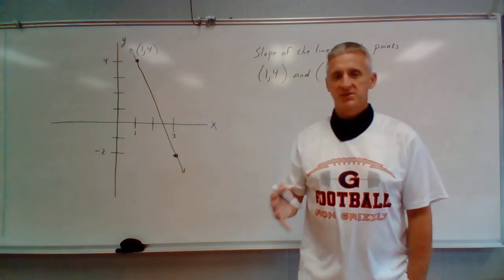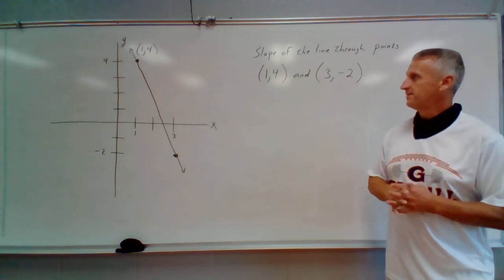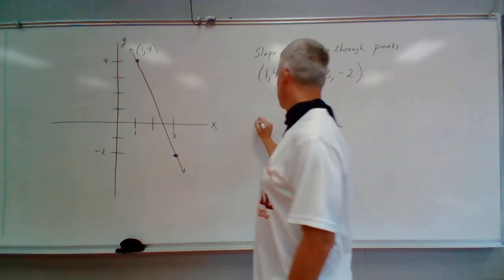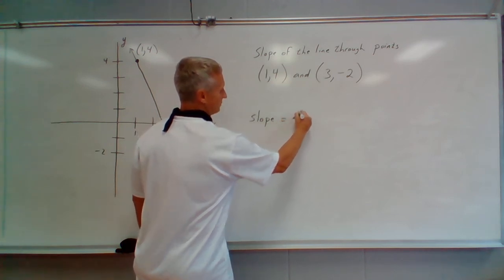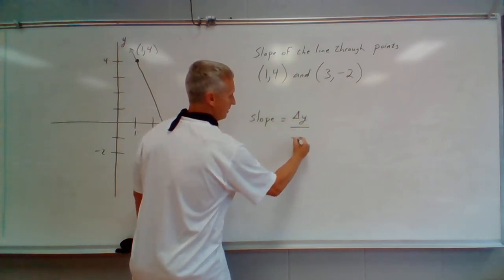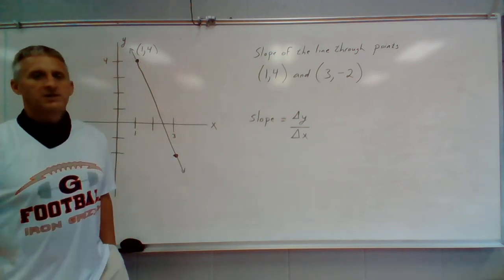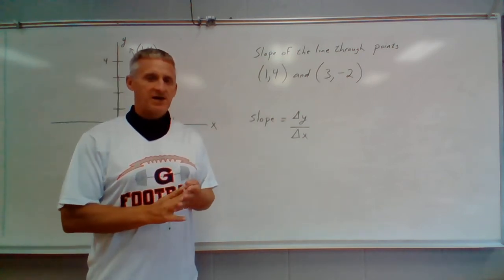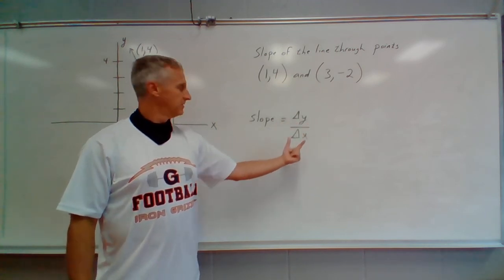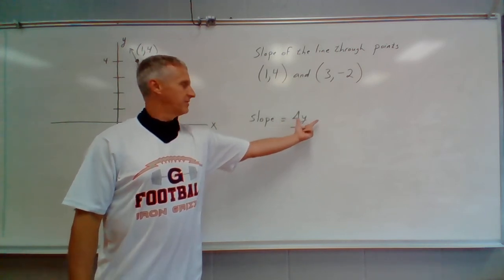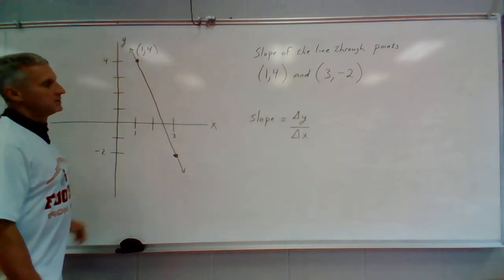Slope is a measure of steepness, like on the previous problem. We were measuring the steepness of that line. The definition of slope is the change in y over the change in x. So to figure that out, just like in the previous problem, we would subtract the 2 y's, subtract the 2 x's, and that would give us how much our y changed divided by how much our x changed.